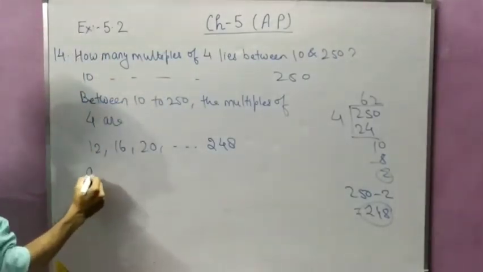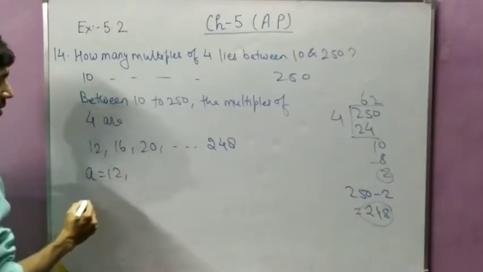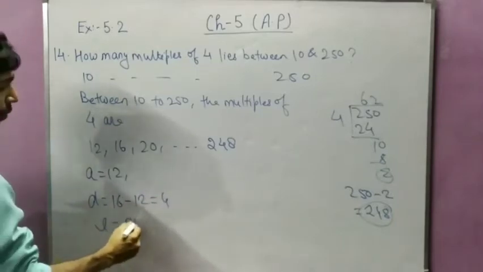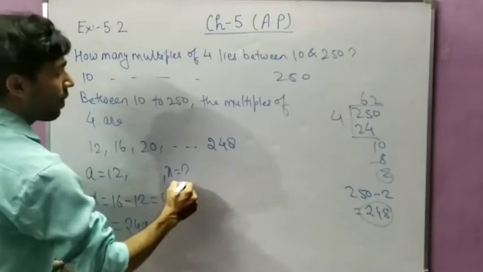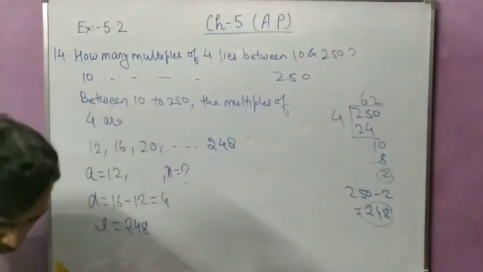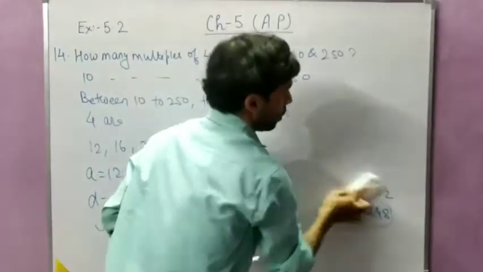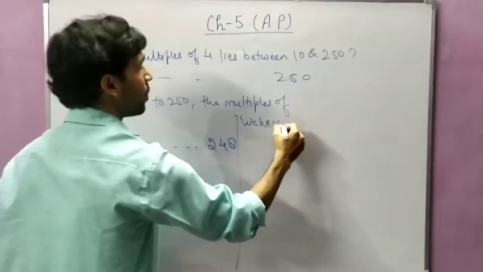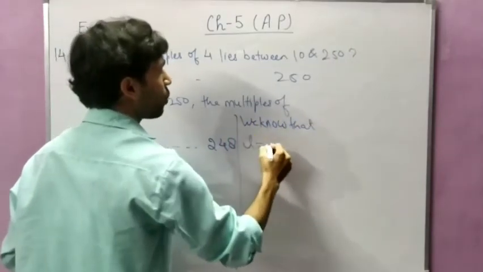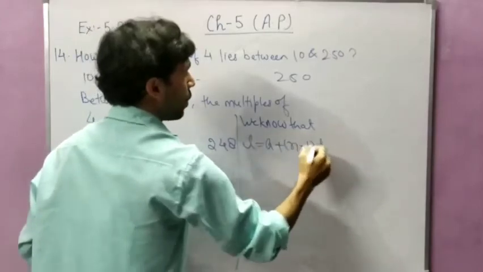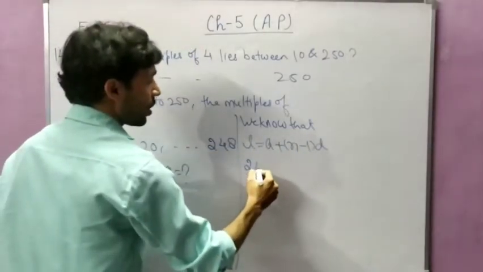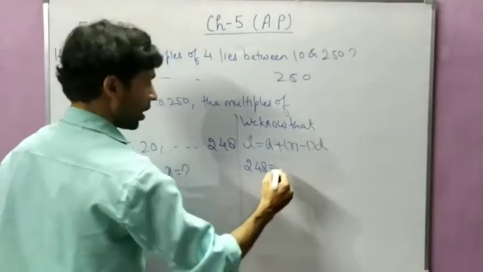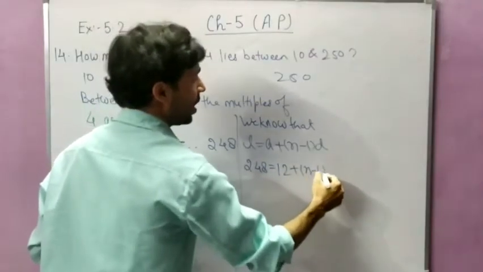Now the first term, that is a, will be 12. Common difference d will be 16 minus 12, that is 4. And the last term is 248. And we have to calculate the value of n, because it is written how many multiples. So we can apply the formula of the last term. So we know that L equals a plus (n minus 1) d. Put all the values. So 248 is equal to a, which is 12, plus (n minus 1), and d is 4.